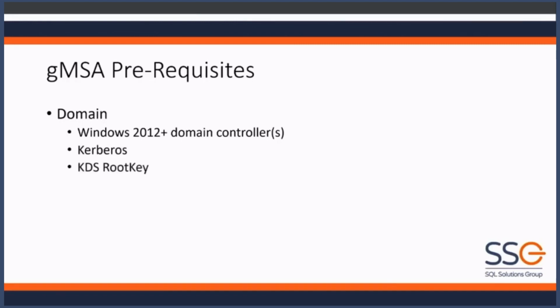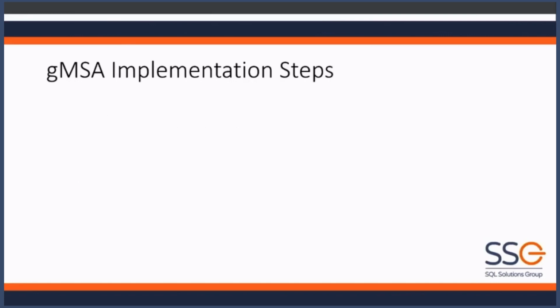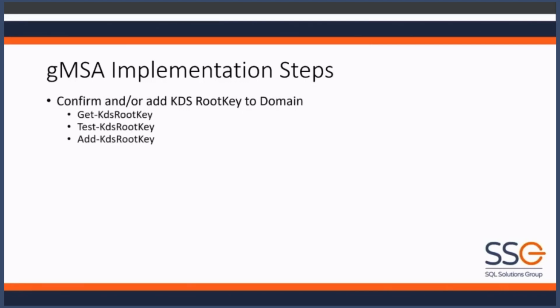You have to have a root key that has been created for your key distribution service. This is a very simple PowerShell command to create this root key. You can't use GMSAs if you don't have the root key. On SQL Server 2014 and Windows 2012, your implementation steps will be to confirm or add the KDS root key. There are some PowerShell commands that we're going to use to see how that works.